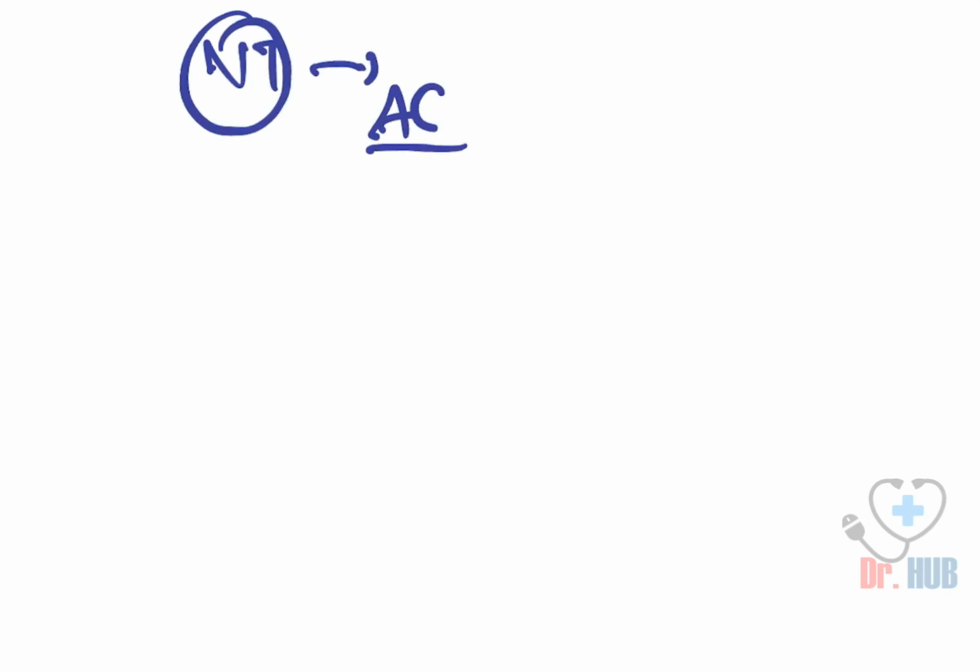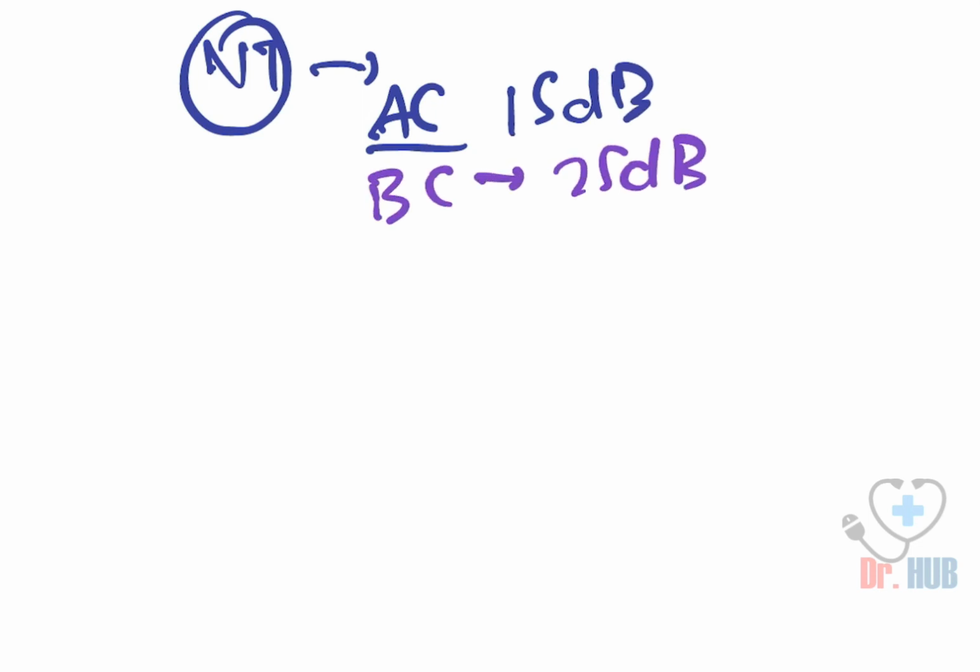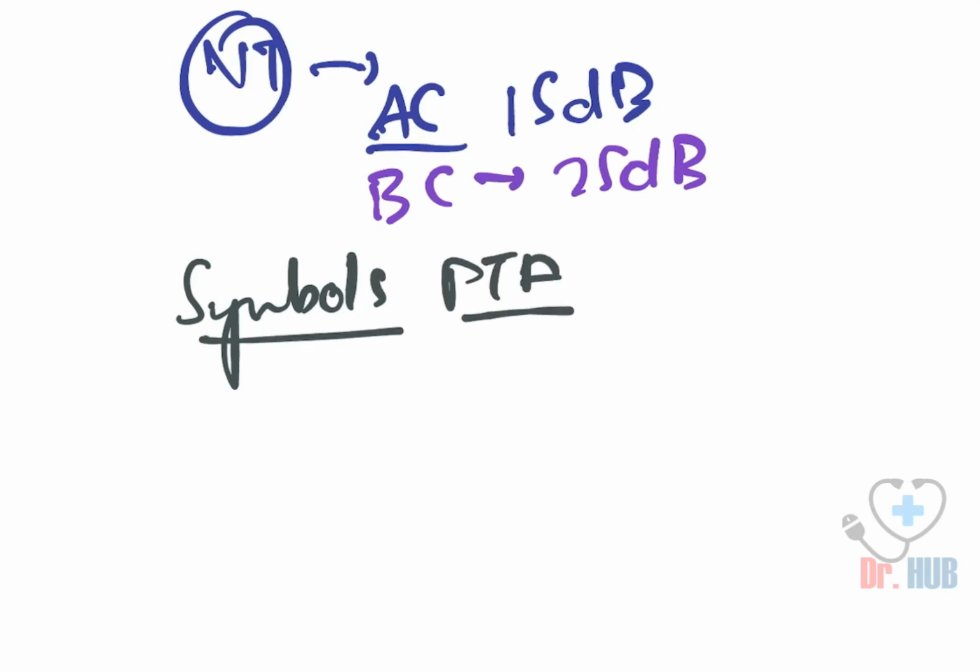Next, looking at the normal threshold. So the normal threshold, in case of the air conduction, is 15 decibels. And in case of BC, it is 25 decibels. So now we move on to the symbols of the PTA. So what are the symbols of the PTA?